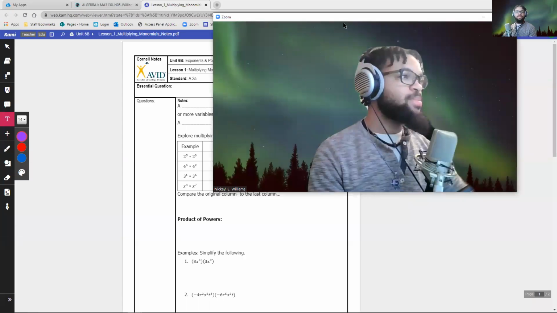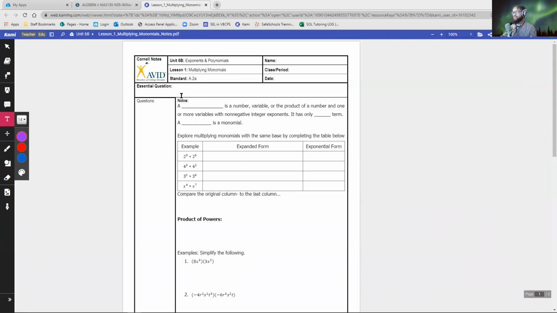All right, we're going to get going with our essential question. Since we're learning how to multiply monomials, that's going to be the focus of our essential question. So it's going to be, how can I apply the laws of exponents to perform operations on expressions? And that sounds a little bit intimidating, but we'll break it down so it's not so bad.